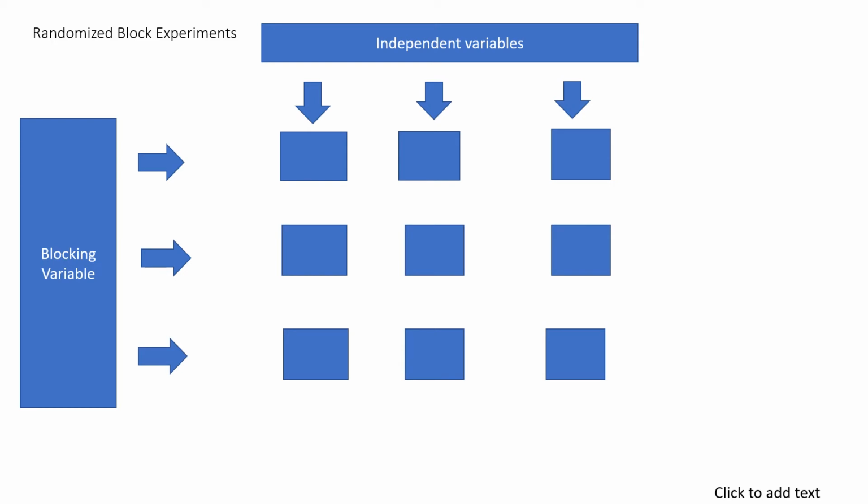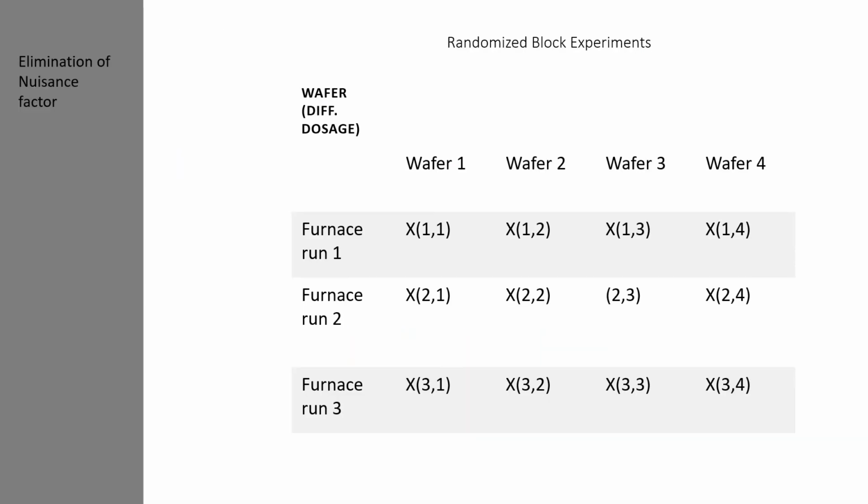The concept of blocking can be defined as the creation of homogeneous blocks in which the nuisance factors are held constant and the factor of interest is allowed to vary. This slide covers how the randomized block experiment can be used in engineering. This source is from NIST.